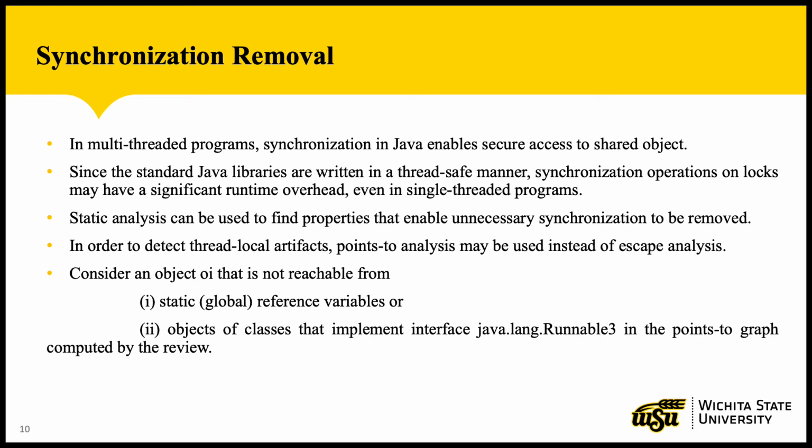Suppose that an object in the points-to graph computed by the analysis is not reachable from static fields or objects of classes that implement the Runnable interface. It can be proven in this case that only the thread that created it can access it. We can identify such thread-local objects by performing a reachability computation on the points-to graph. This approach is similar to multi-threaded object analysis.